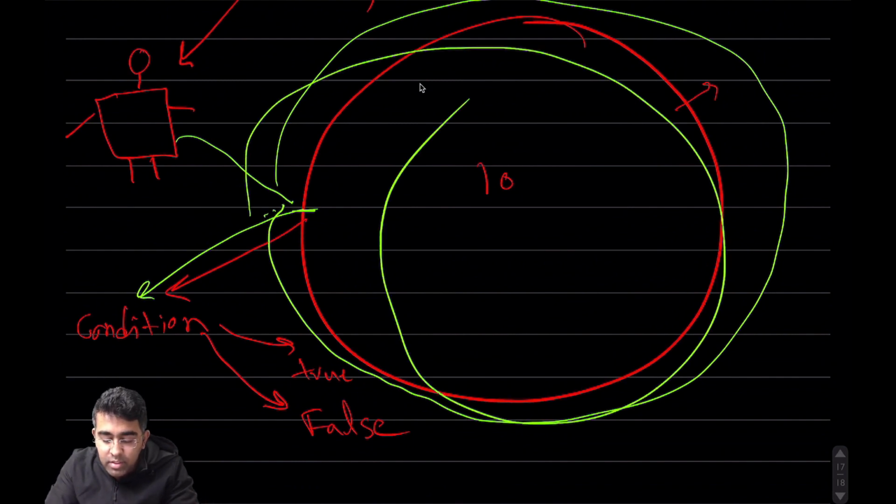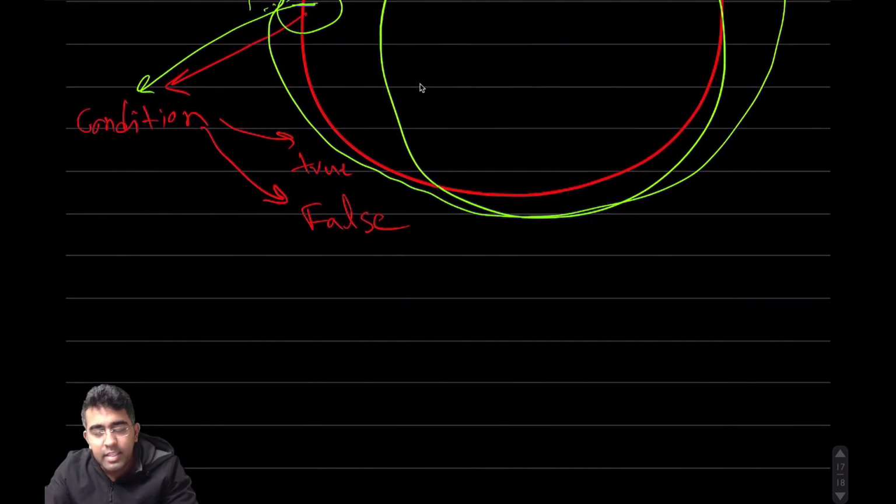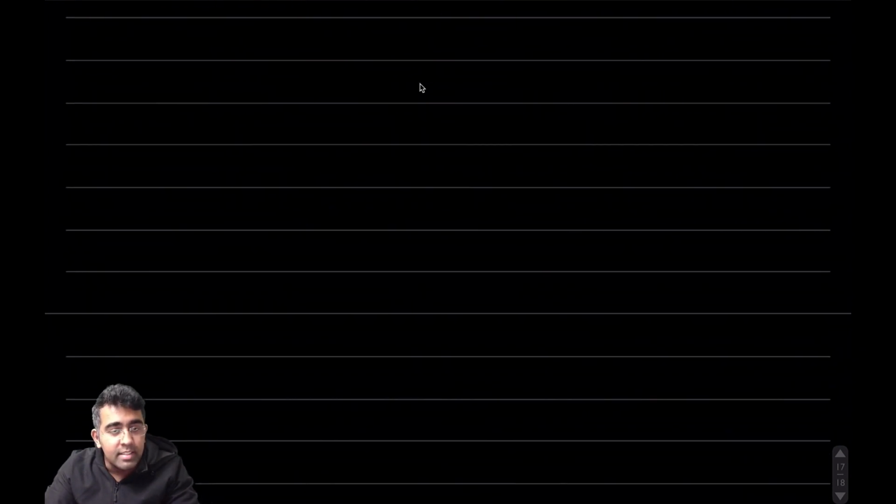Every time it reaches this point, it's going to come and check the condition. If it's true, it's going to run again, and if it's false, it's going to stop the loop there. Now, this was a theoretical concept of a loop. Now, let's take a look at how we can create a loop in JavaScript.